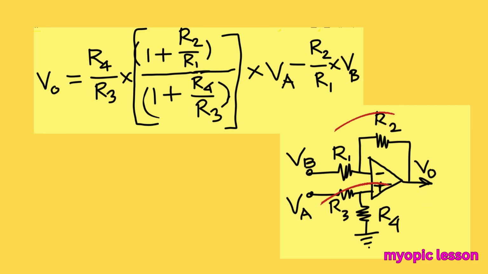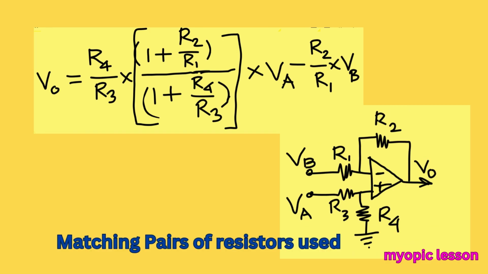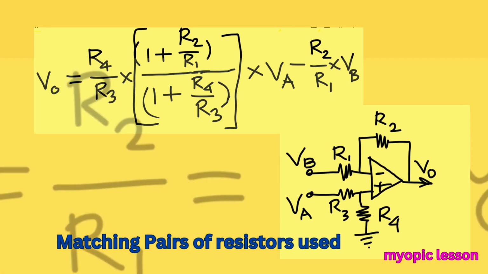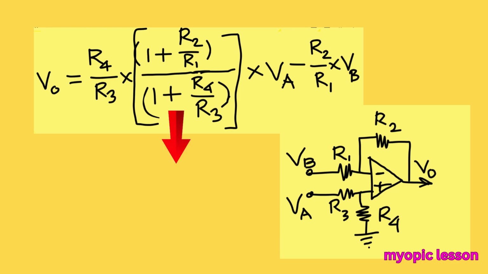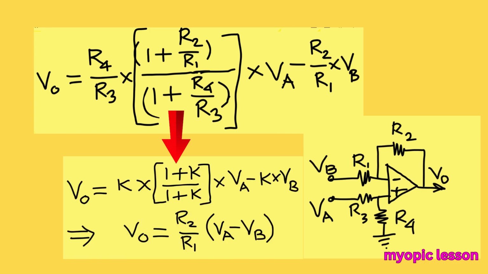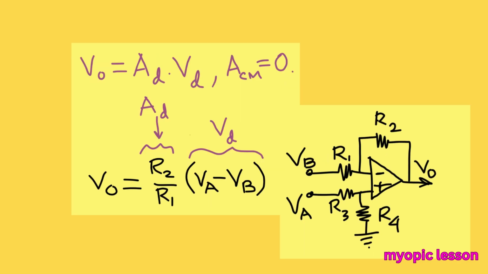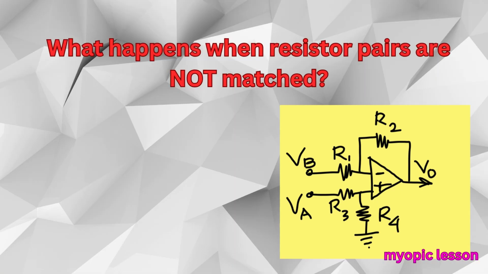First, we consider that the resistors are perfectly matched, that is, R4 by R3 is equal to R2 by R1, expressed with some quantity K. The output as a result is the differential input VA minus VB times the gain R2 by R1. R2 by R1 serves as the differential gain AD here. The common mode gain ACM is evidently 0 in this case. But what happens when resistor pairs are not matched?